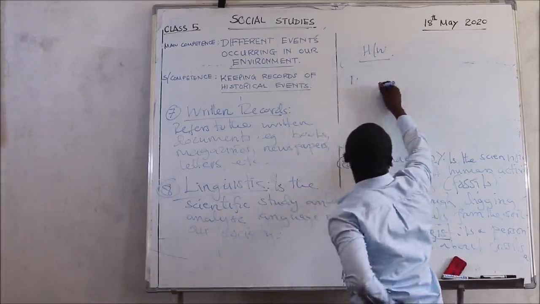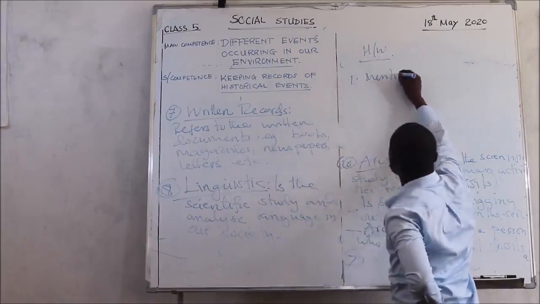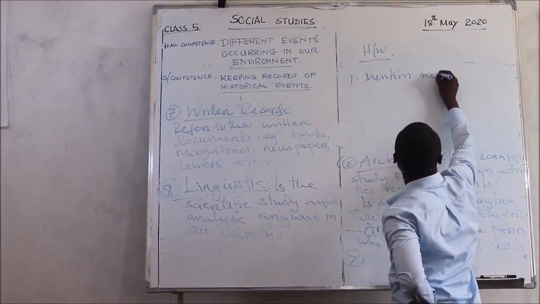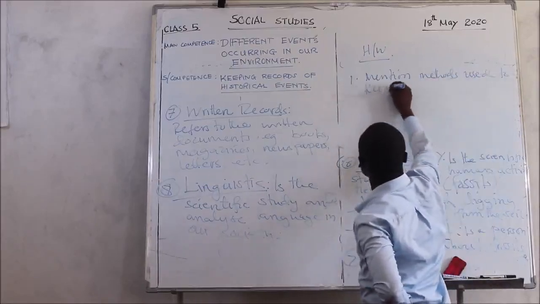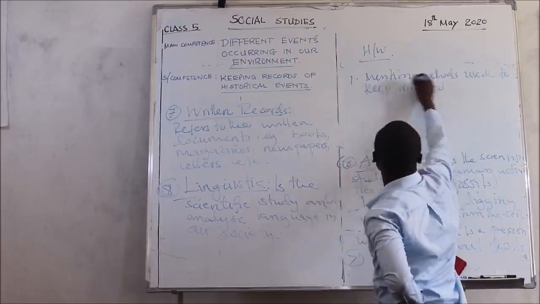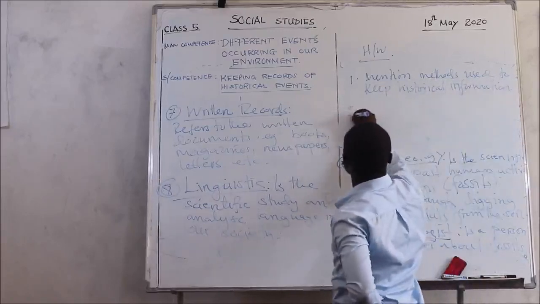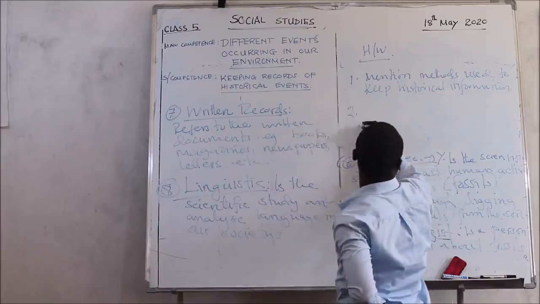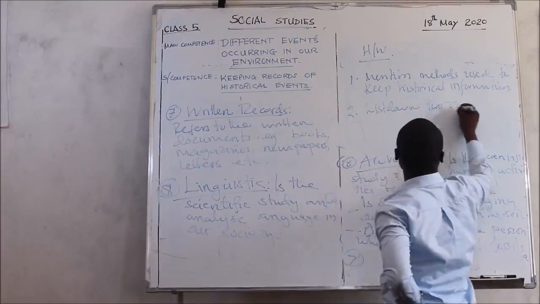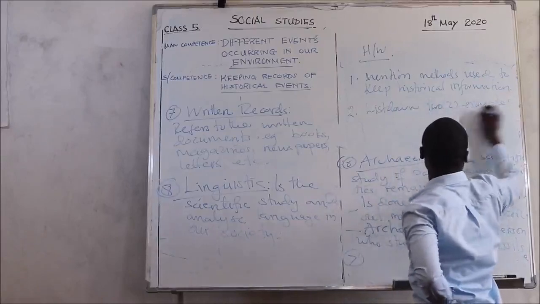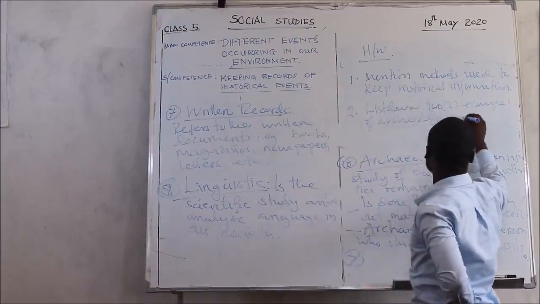Number one, mention methods used to keep historical information. Number two, list down two examples of archaeologists in East Africa.